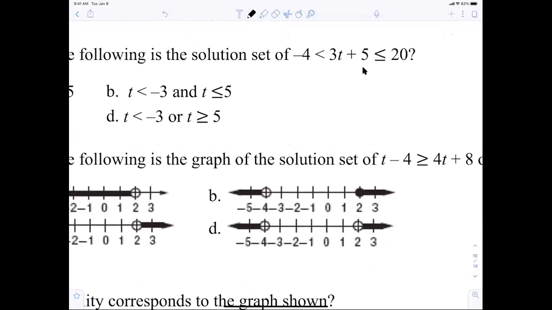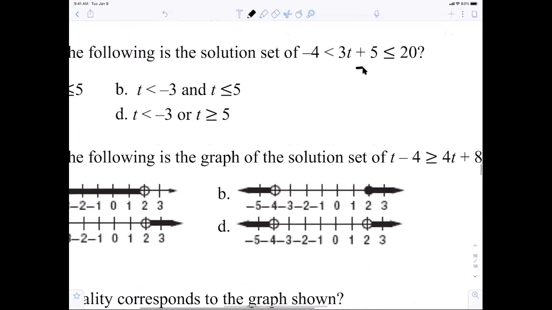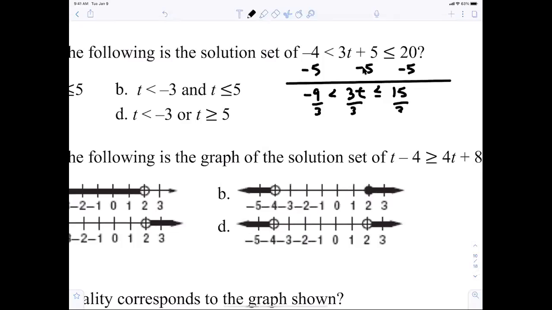All right, this is how I taught you to solve these. Subtract 5, subtract 5, subtract 5. So that gives me negative 9 less than 3t less than or equal to 15. Now we have to divide both sides by what? 3.